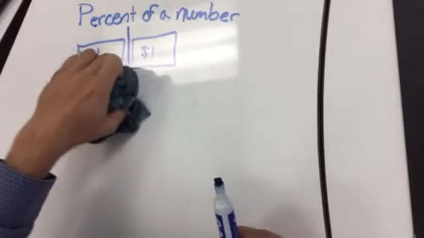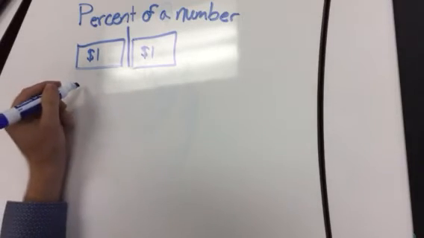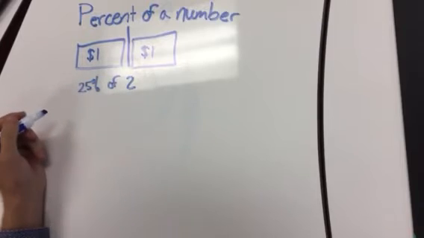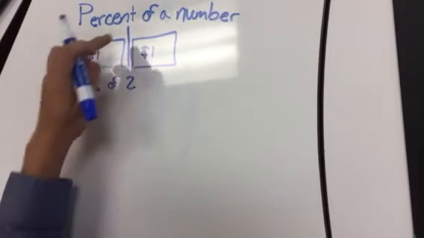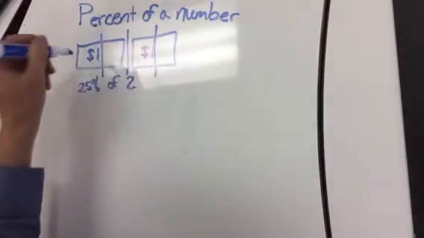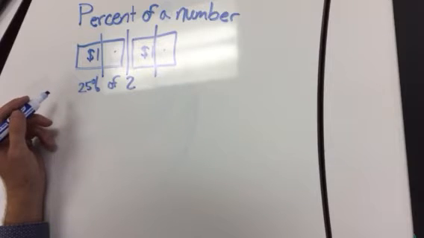But what if it's not something so easy as 50%? What if I said 25% of our $2? Well, then I'd have to break it up into fourths. 1, 2, 3, 4, and you can't really rip a dollar in half. So we need to figure out how to do this mathematically.